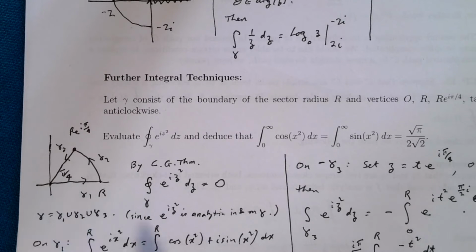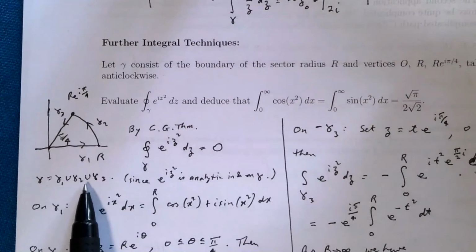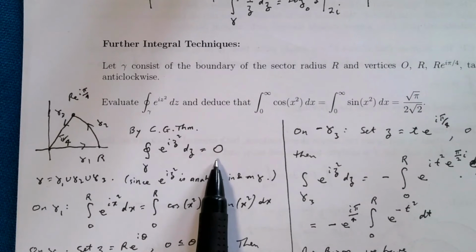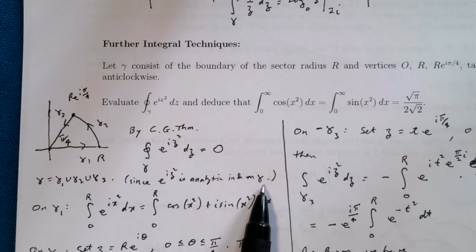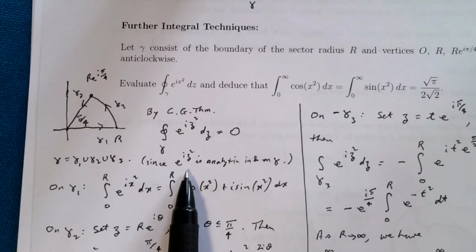Now, along gamma, which is the union of these, this is a closed contour. So by the Cauchy-Goursat theorem, the integral we're studying is 0. It has that value 0, since e to the i z squared is analytic in and on gamma. Now what we're going to do is split this, as I said, into three different contours and examine what happens on each contour.